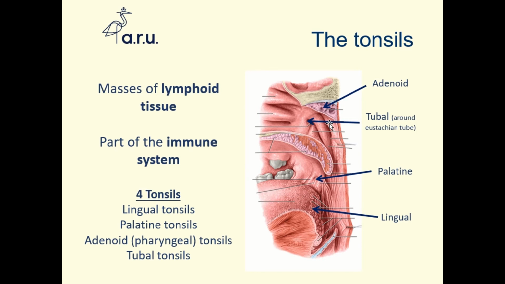These groups of lymphoid tissue, the adenoid, the nasopharyngeal tonsil, the palatine tonsil, and the lingual tonsil, together form a ring of lymphoid tissue known as Waldeyer's ring, which we talked about already, and that serves as the first line of defense in our immune system against various microbes and pathogens entering the body.